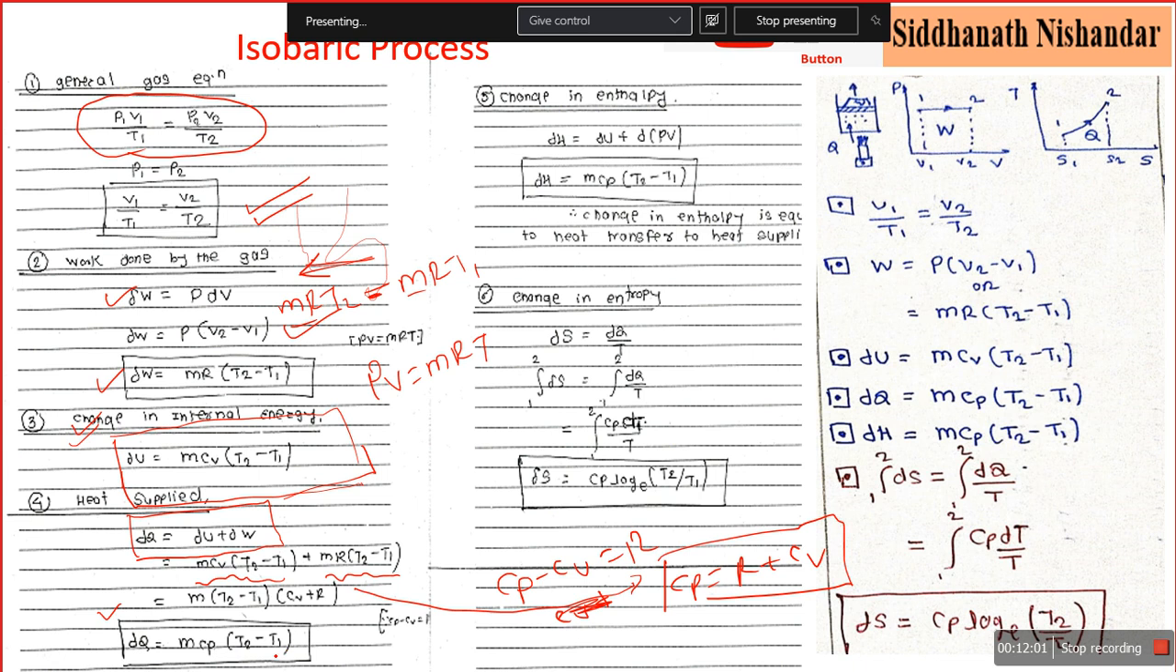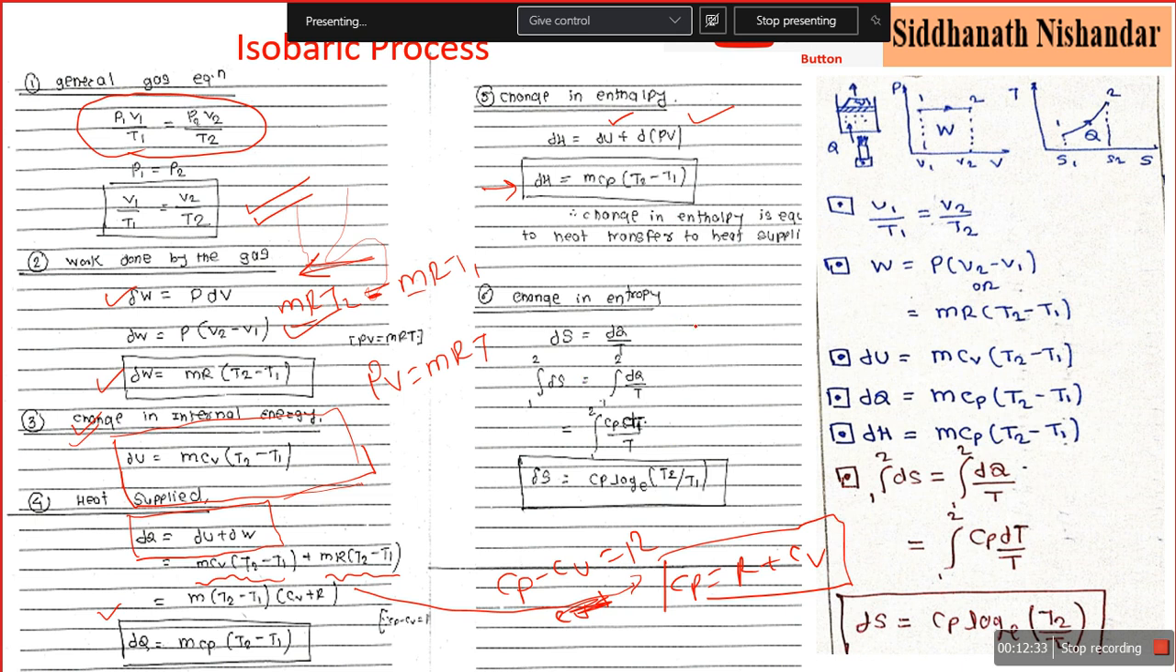We just add these two previous equations and then apply the change in enthalpy. Enthalpy is nothing but the algebraic sum of internal energy and flow work. If we solve it similar to the previous isochoric equation, then dU is equal to m Cv delta T, and the change in internal energy is again mR (T2 minus T1). I have directly written here the equation of the change in enthalpy, m Cp delta T.